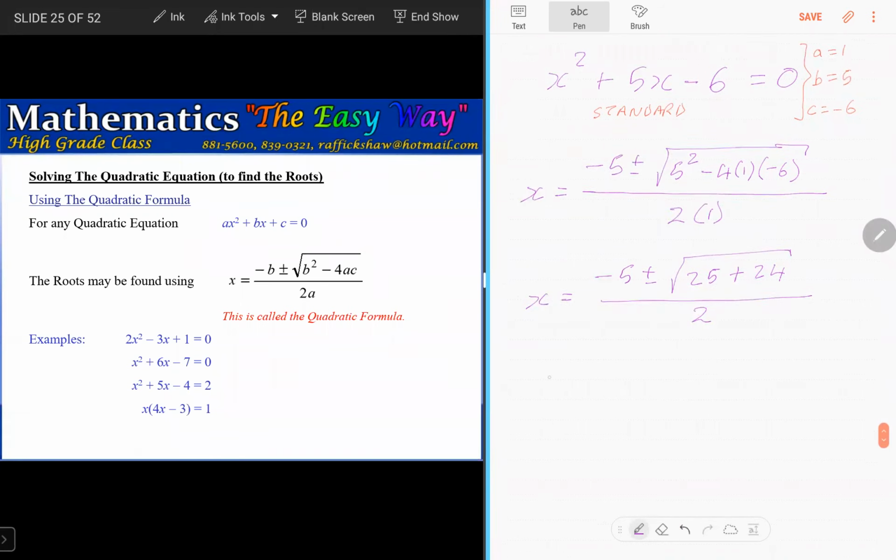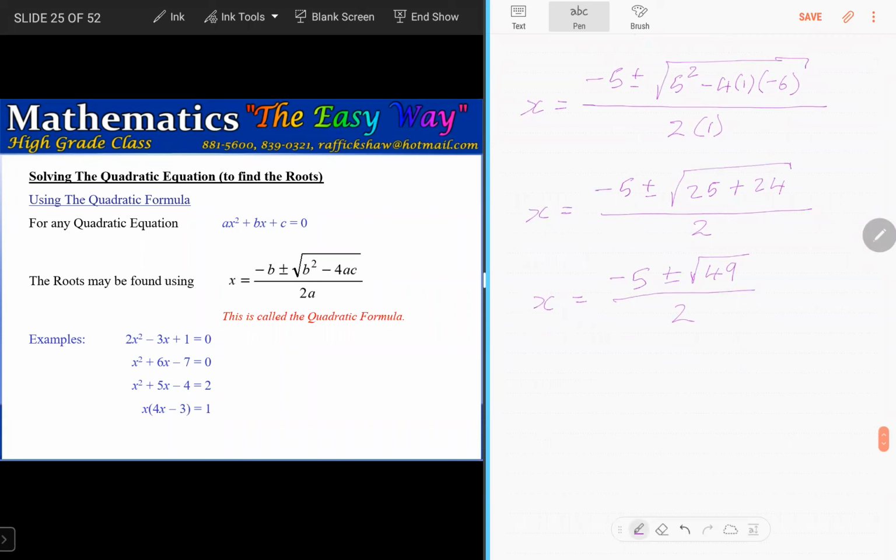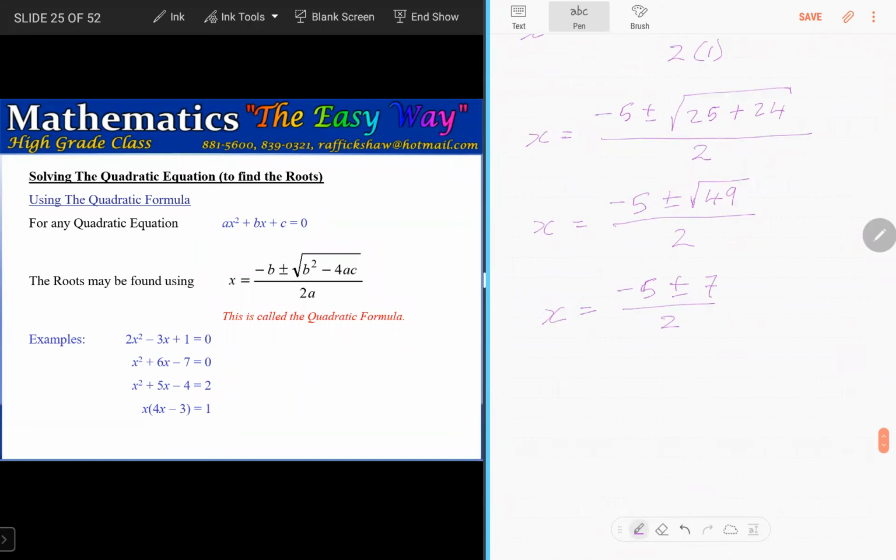Then it becomes x equals minus 5 plus or minus the square root of 49, divided by 2. I'm giving easy values in these examples. The square root of 49 is 7. You have to know these perfect squares. So we remove the square root sign and put 7. So x equals minus 5 plus or minus 7, divided by 2. Now we're going to put the 2 roots, one with the plus and one with the minus.